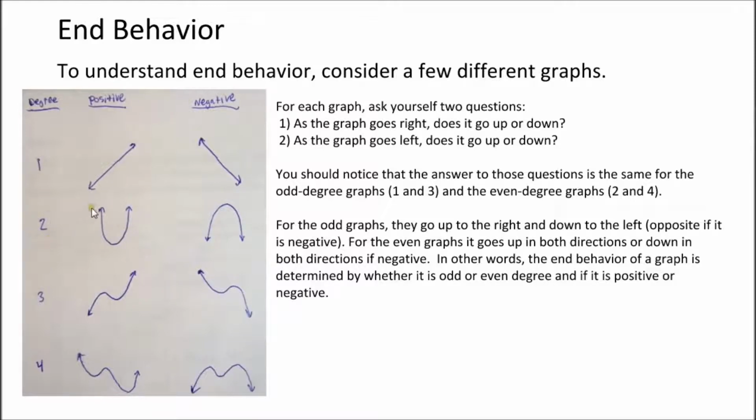An even degree function is going to act like a quadratic in terms of the end behavior. It may do some stuff in the middle, but it's either going to go up both ways or it's going to go down both ways.